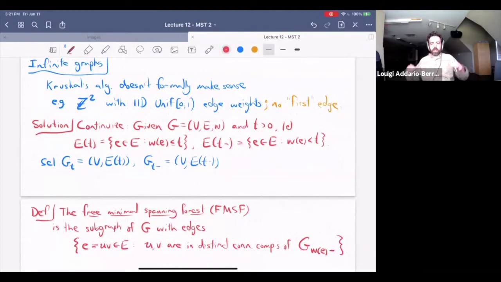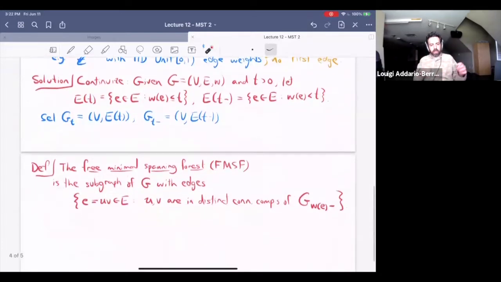So this is a perfectly fine definition. You can imagine this as being the outcome of a process which varies in t, and at any given time adds an edge if at that moment it would join two distinct connected components of the current graph process, just like in Kruskal's algorithm.